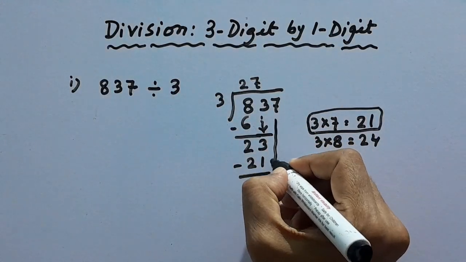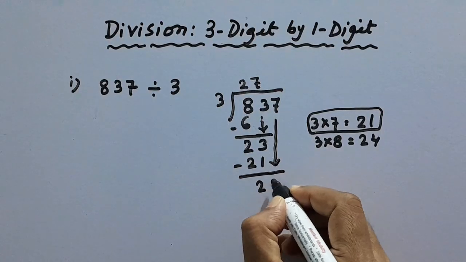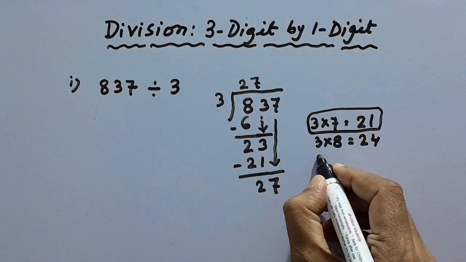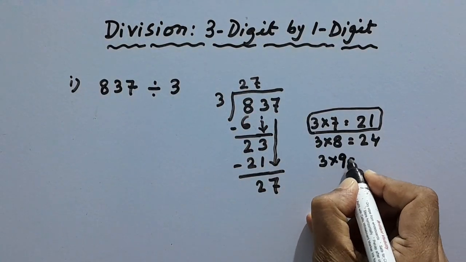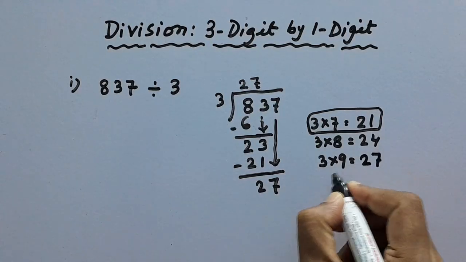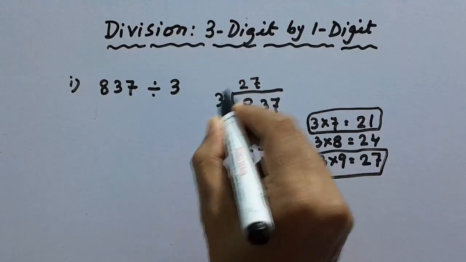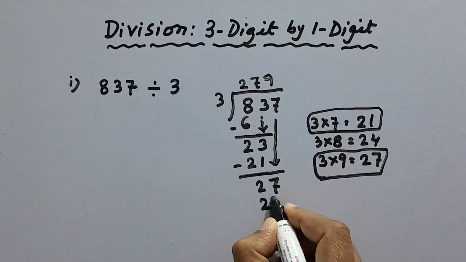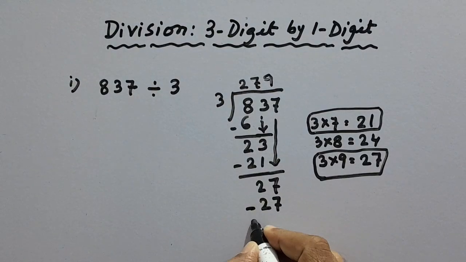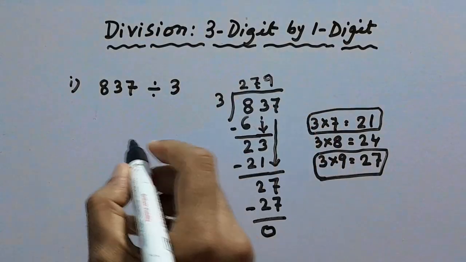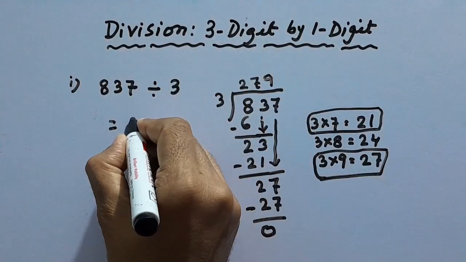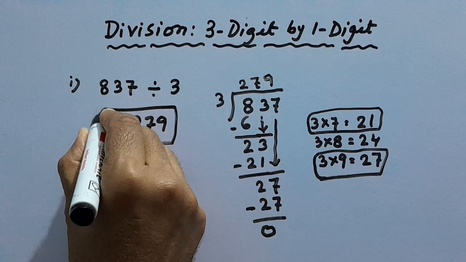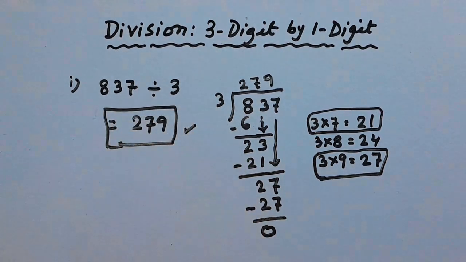Now we'll bring down 7 here. So this becomes 27. Now we know 3 times 9 is 27. So we'll take this. If we deduct this, then the remainder is 0. So our answer is 279. So this is the answer for this division.